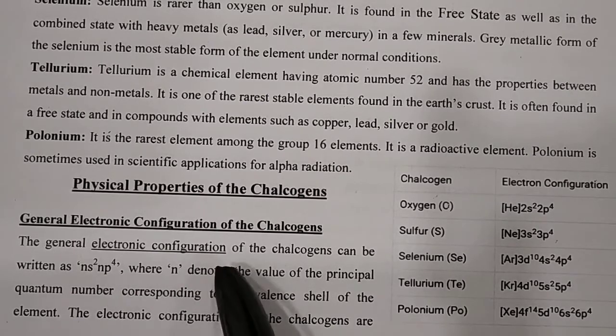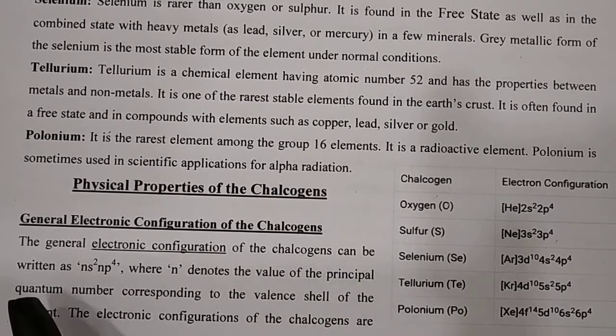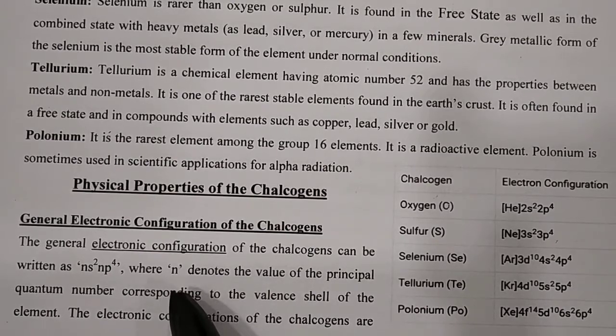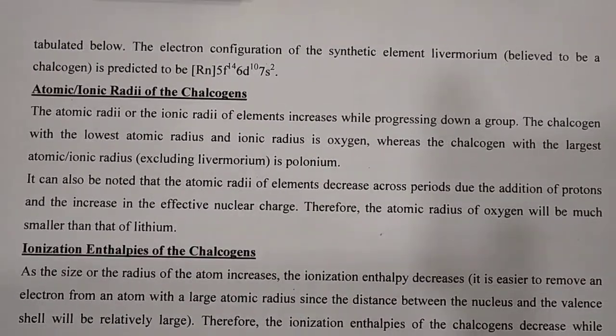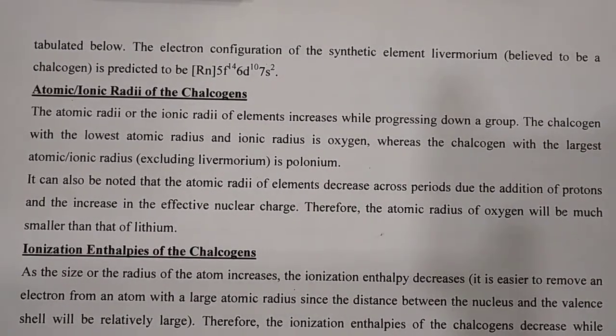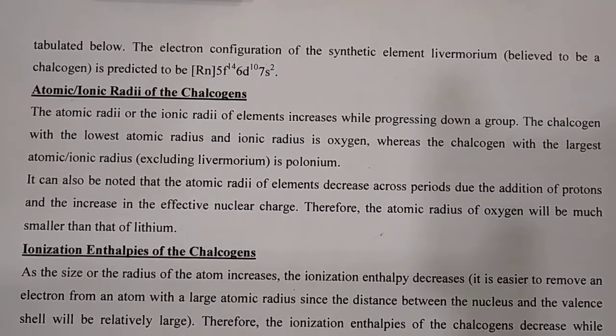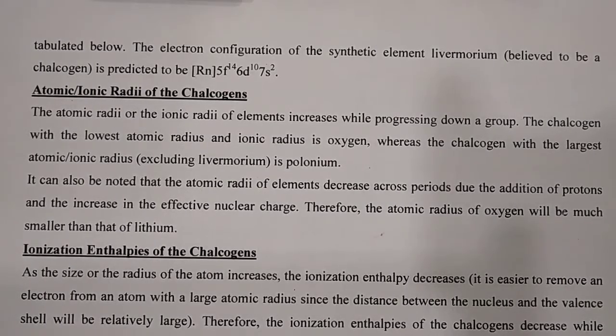The general electronic configuration of chalcogens can be written as ns2 np4, where n denotes the value of the principal quantum number corresponding to the valence shell of these elements. The electronic configurations of chalcogens are as follows. The electronic configuration of the synthetic element livermorium, believed to be a chalcogen.